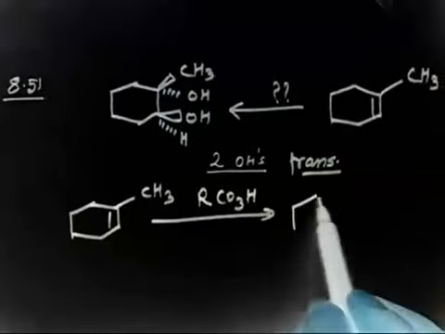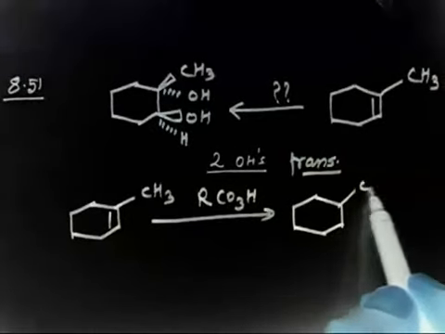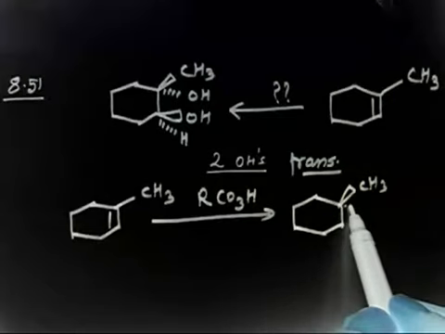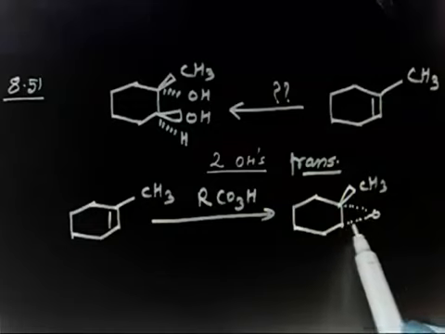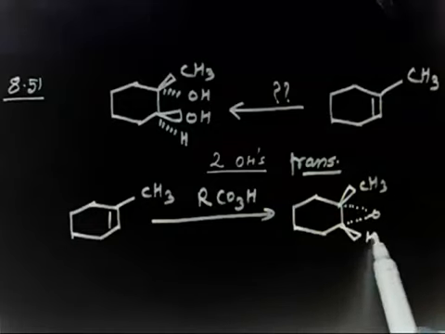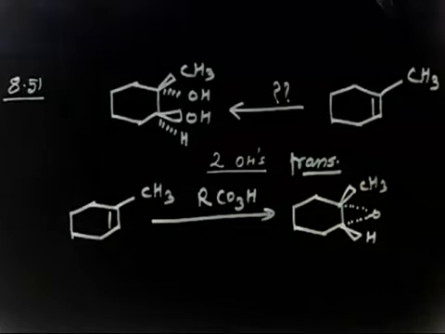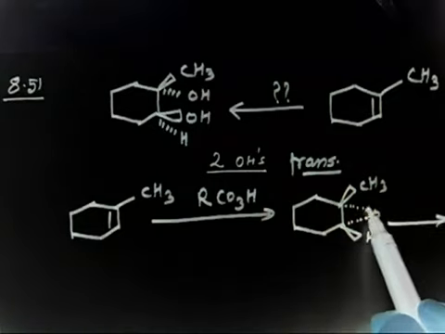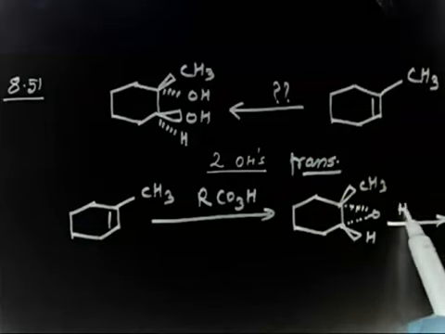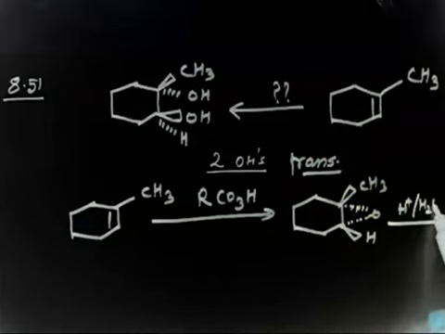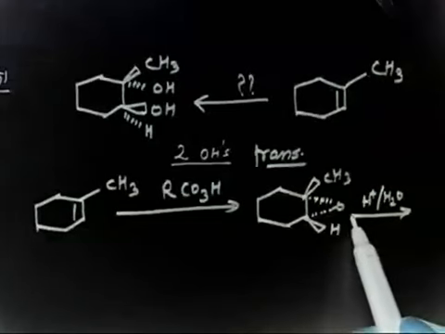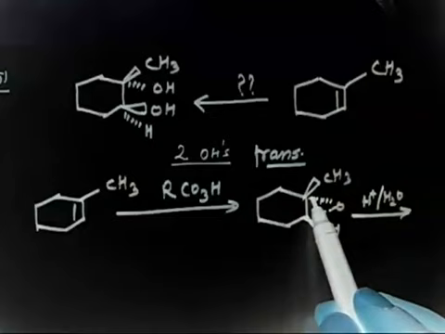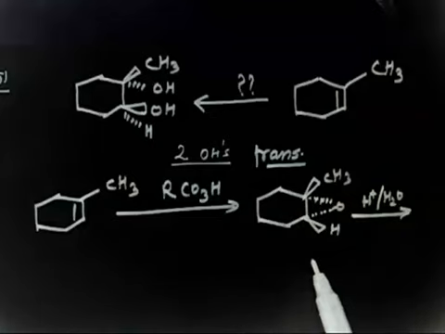Then you will get an epoxide, this. CH3, and let us say this CH3 is upside and oxygen is downside, and you have hydrogen here. Are you getting? Now if I do hydrolysis of epoxide, so if I treat with H plus and H2O, what will happen? So OH plus will be formed, and then H2O will attack on this carbon. So both OH will be added in anti-fashion.